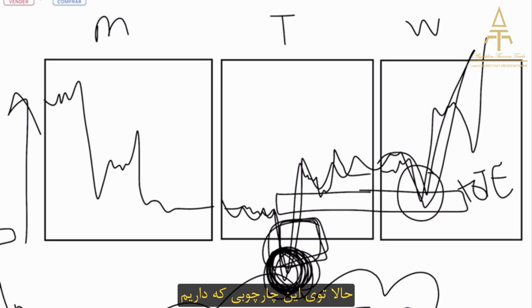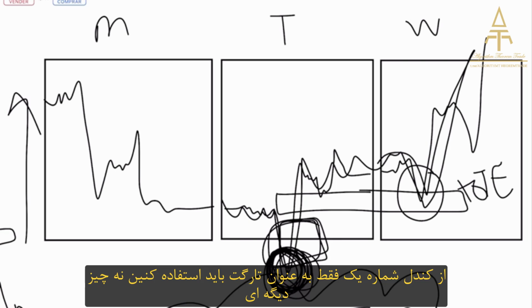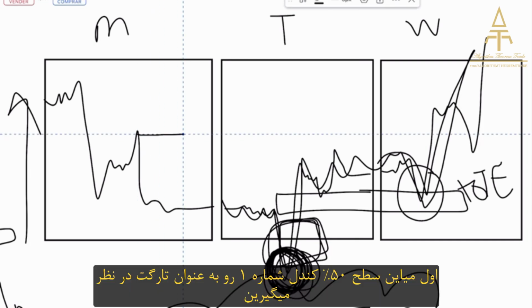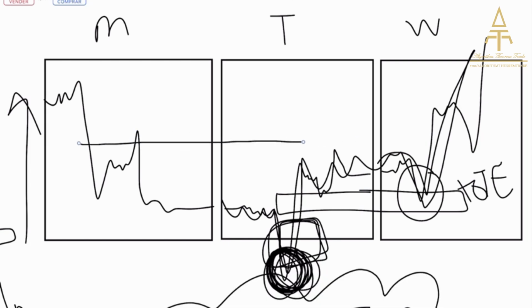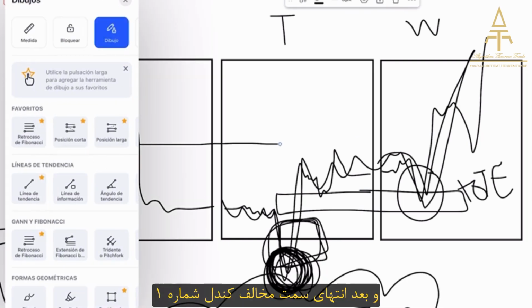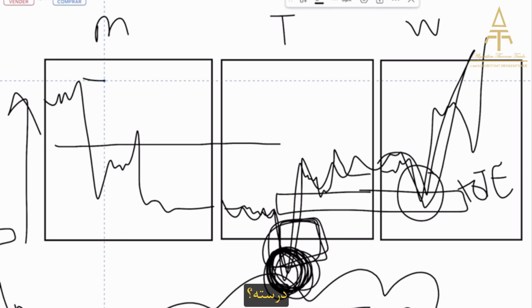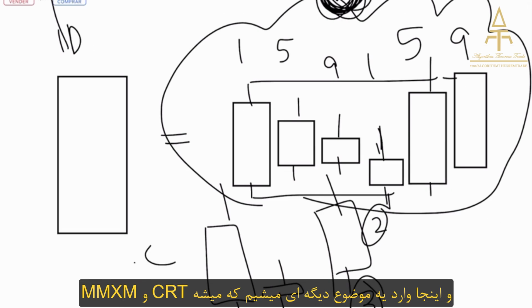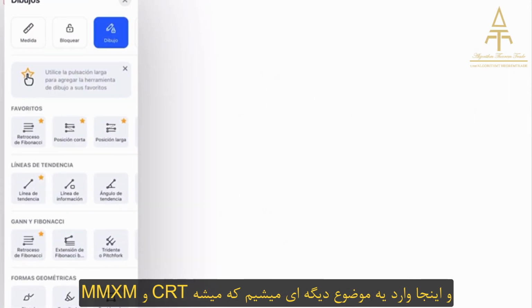Now, within this framework, you're going to use candle number 1 only as a target, nothing else, right? Targeting first the 50% of candle number 1 and the opposing end of candle number 1, right? And this is where we get into another topic, which is CRT and MMXM.